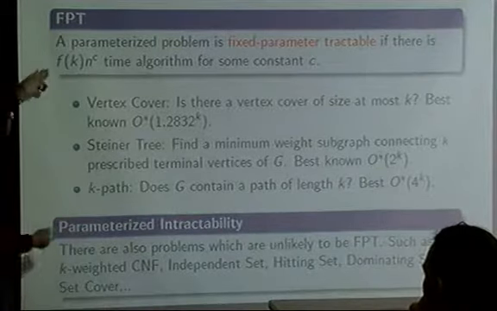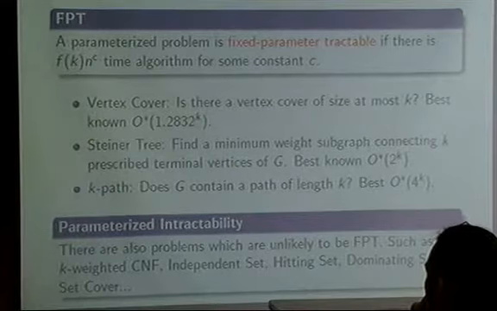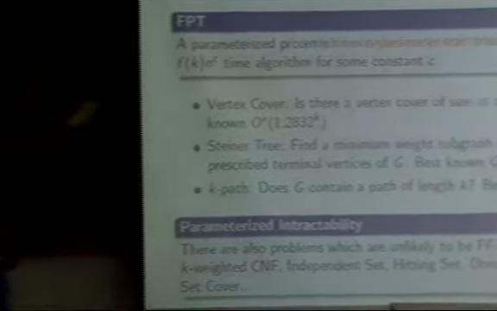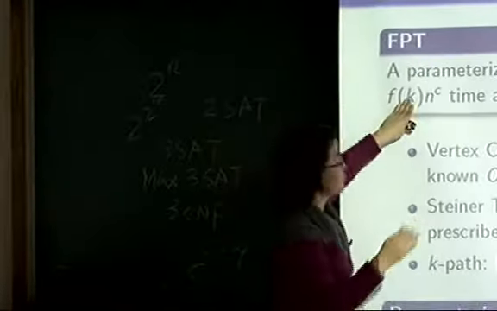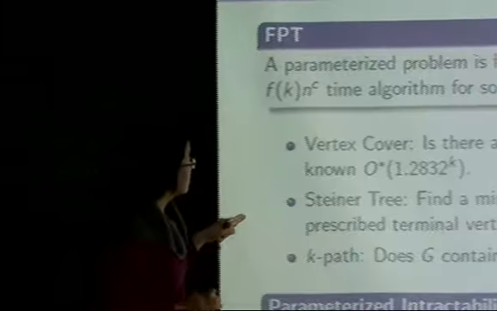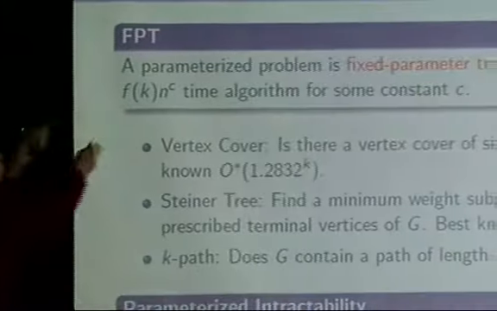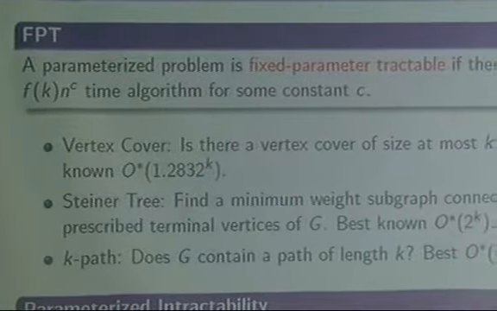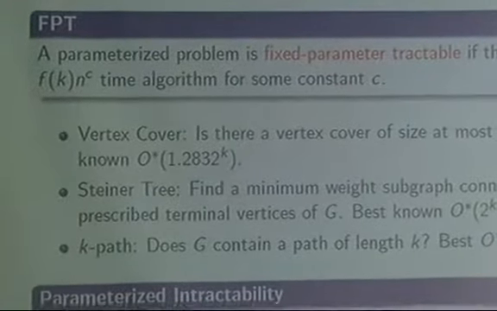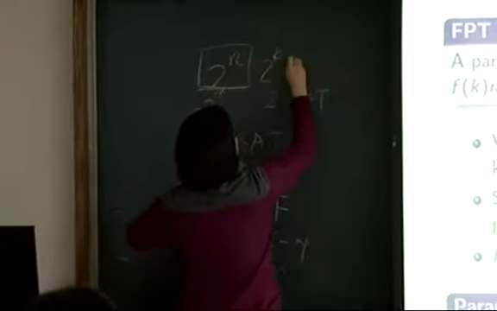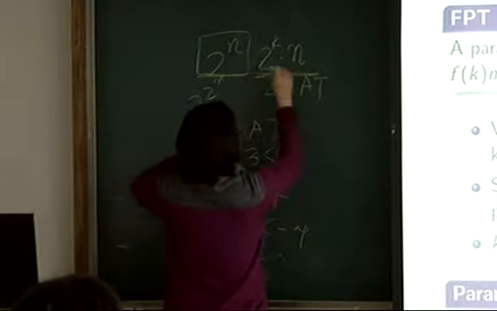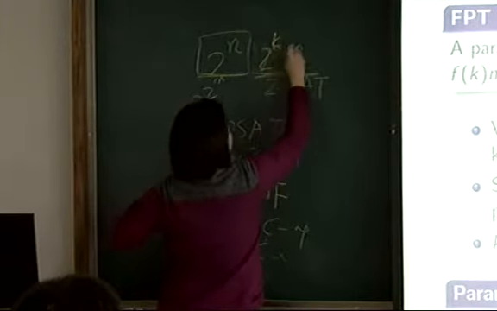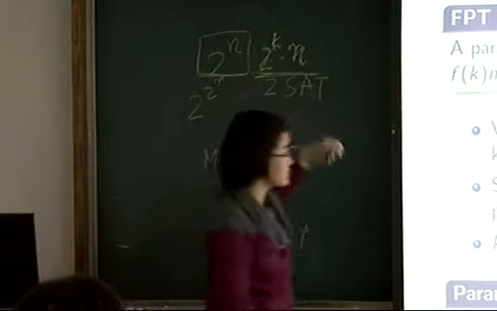But if you can somehow restrict this combinatorial explosion in terms of k, and if you can somehow say that k is quite limited, then this algorithm will work better, run better than an algorithm of this form. So what we want to have is an algorithm that runs in the form of 2 to the power of k times n instead of 2 to the power of n.